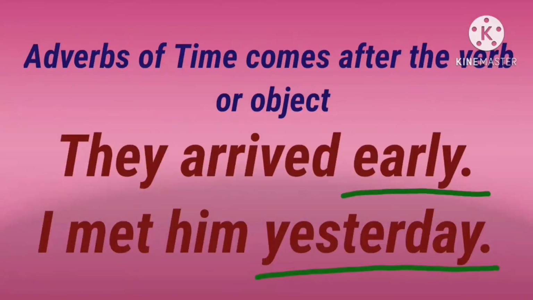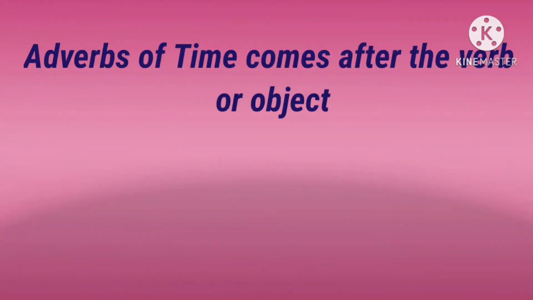Next example, I met him yesterday. Here, yesterday is an adverb of time. It comes after the object him. So, adverbs of time come after the verb or after the object if there is one. Here, early and yesterday are adverbs of time that come after the verb arrived and after the object him.